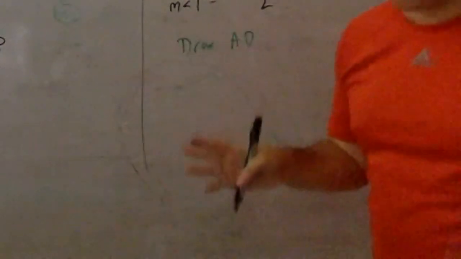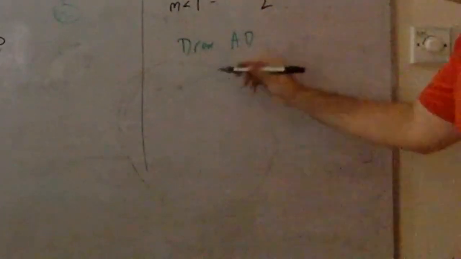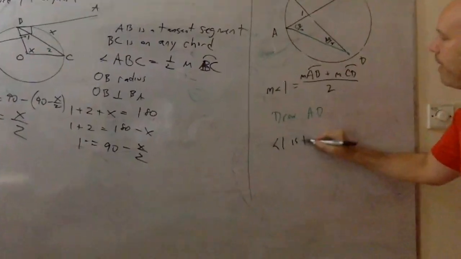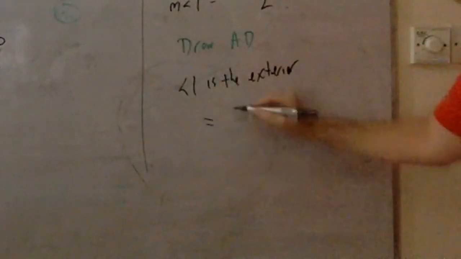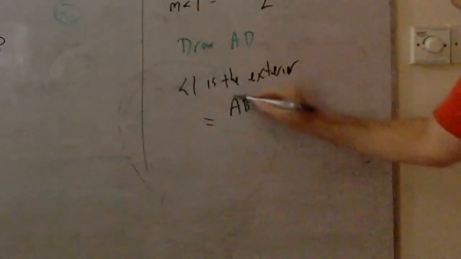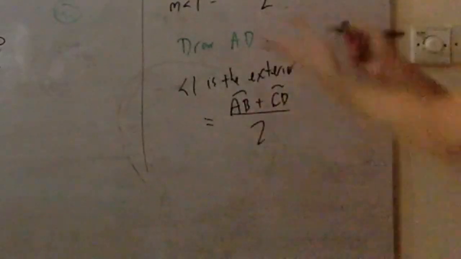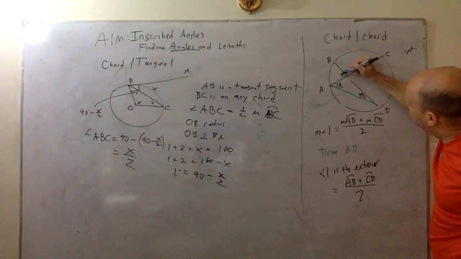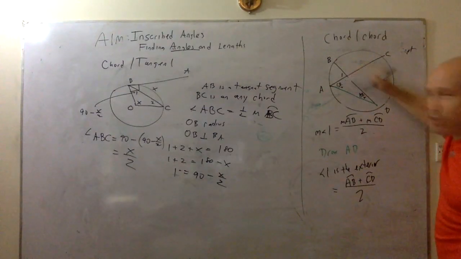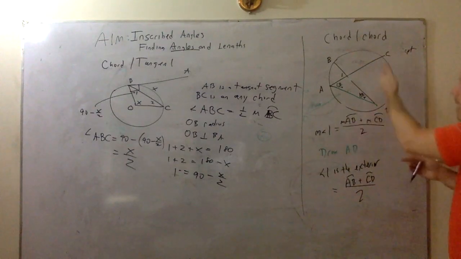And this is kind of cool because angle 1 is the exterior angle. Once again, angle 1 is the exterior angle, and that's equal to arc AB plus arc CD, and they're both over 2. Once again, remember this from the beginning of the year. The exterior angle is equal to the sum of the two remote interiors. It's kind of cool.